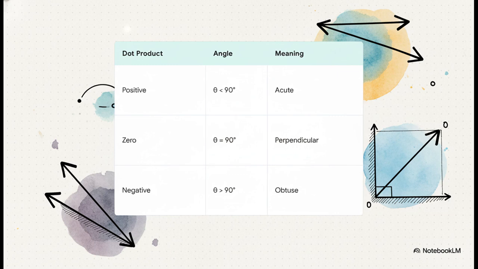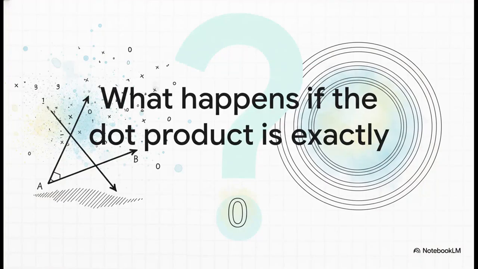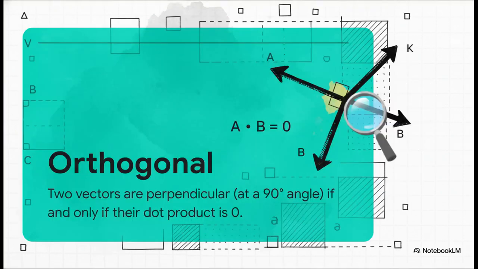A positive dot product, like our answer of 2, means the angle between the vectors is acute, so less than 90 degrees. A negative result means the angle is obtuse, or greater than 90 degrees. But when you get a result of exactly 0, well, that's the most interesting case of all. Let's focus on that middle case for a second. What does it really mean when all that multiplication and addition perfectly cancels out and you're left with a big, fat 0? It means the vectors are at a perfect 90-degree angle to each other. They're perpendicular. And the official math term for this is orthogonal. Honestly, using the dot product is the absolute fastest way to check for it.